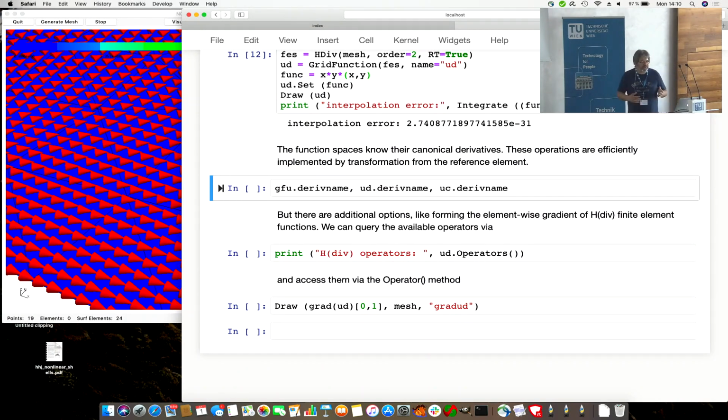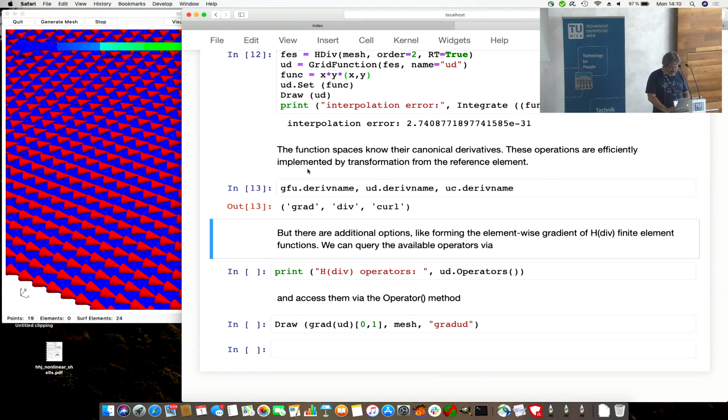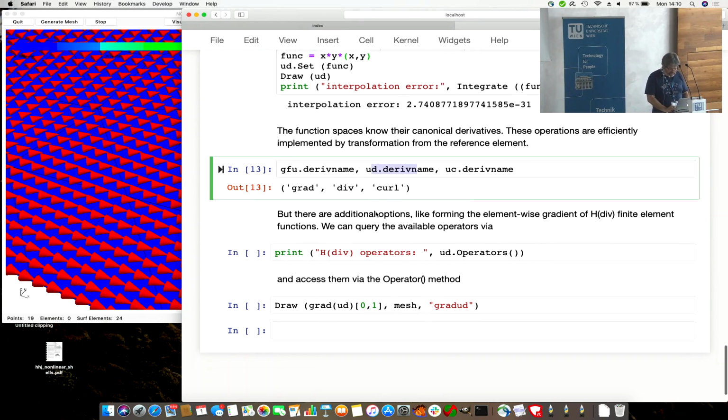Okay, when you do variational problems, we have seen we can use the gradient of trial and test functions, gradient of u, gradient of v. What can you do with these H-curl or H-div functions? You can form the curl and the div. So we can ask the derivative name of the grid function or of the trial function. The H1 function tells us my derivative is called gradient. The H-div function tells me its derivative name is divergence, and for H-curl, curl.